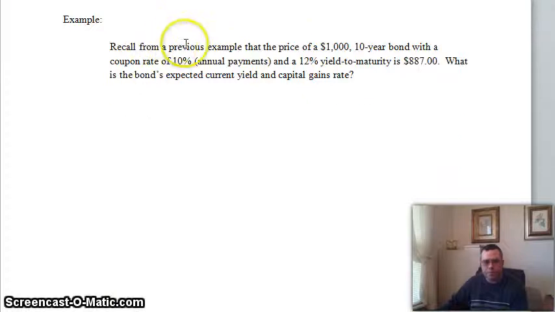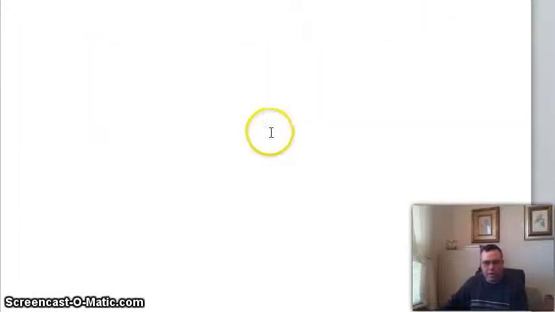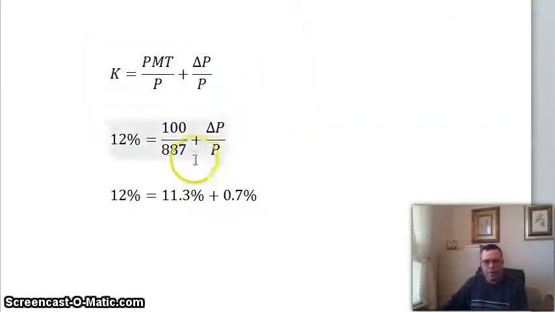As an example, recall from previous that the price of a $1,000 10-year bond with a 10% coupon, yield to maturity is 8. What's the current yield and capital gains? I've got to do this real quick, so I've written it out here. Current yield is your $100. You'll have to go through and read that on your own because I didn't have a chance to read it. But you'll get a $100 coupon payment divided by the price. That's at 11.3% current yield. You know you're making 12% because that's yield to maturity, so you get a 0.7% yield to capital gains.